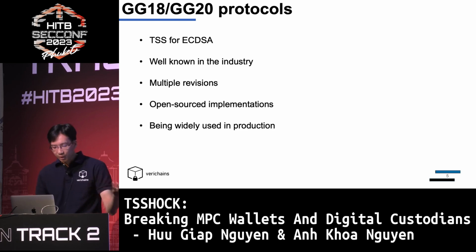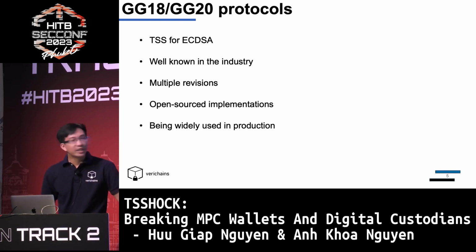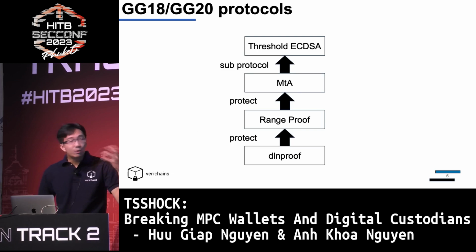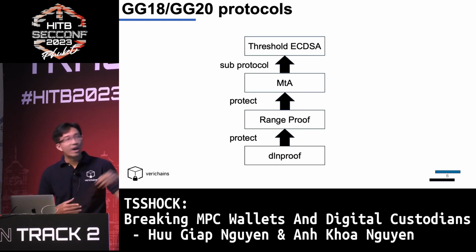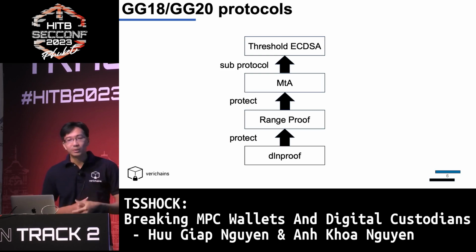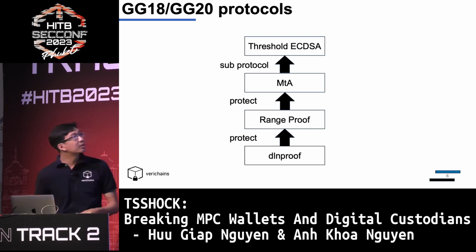So, what is GG18, GG20 built on? This is very high level. We have the threshold ECDSA, which is proposed by GG18, GG20. It has a sub-protocol called MTA. To make this MTA work, it must be protected by some sort of range proof. And to protect this range proof, you need to have a DLN proof. This is an overview of what protects what. So we go into each of these.